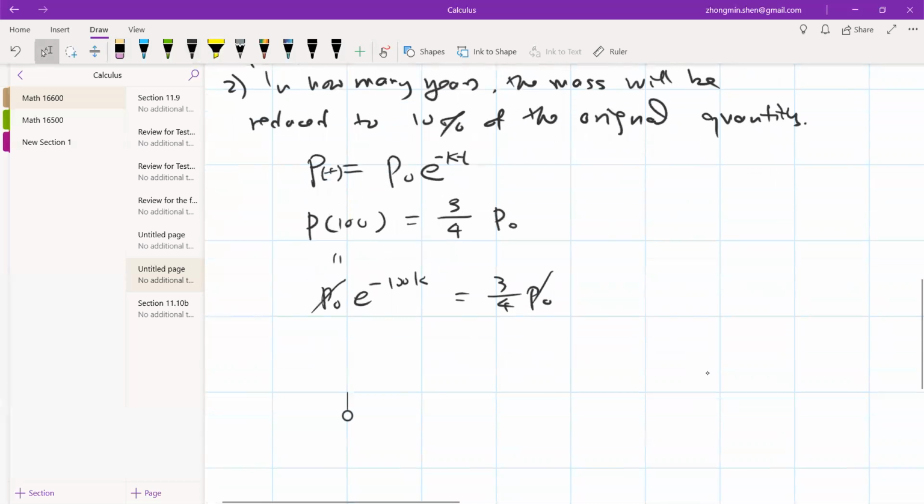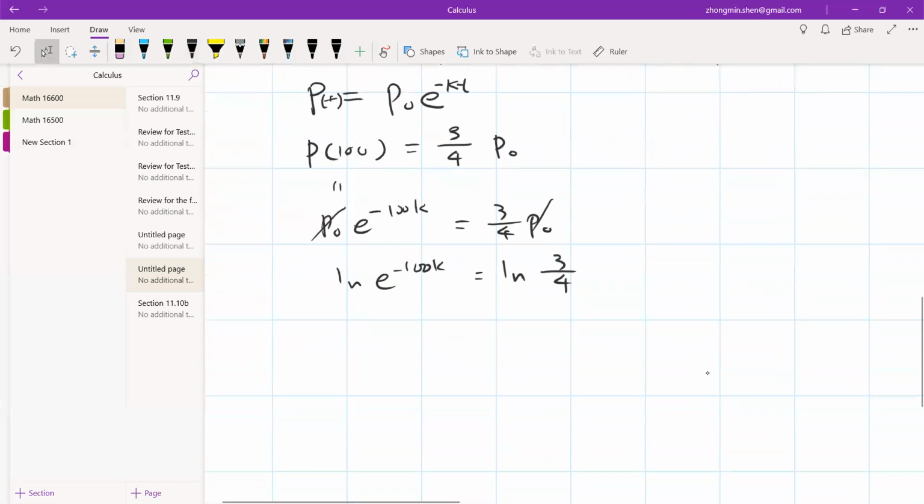So you find the k. How do you find the k? You put the natural log on both sides. Natural log of e to the negative 100k equals natural log of 3 over 4. So negative 100k equals natural log of 3 over 4, which is a negative number. You can also write it as the natural log of 4 over 3, which is positive. So k equals 1 over 100 natural log of 4 over 3. But that's just k, it's not a half-life yet. Finding k may be useful for the next problem.